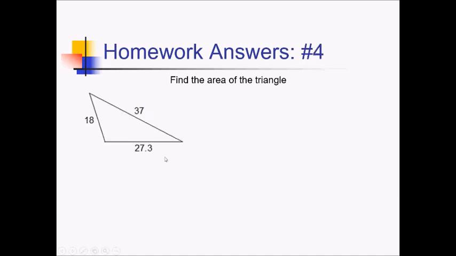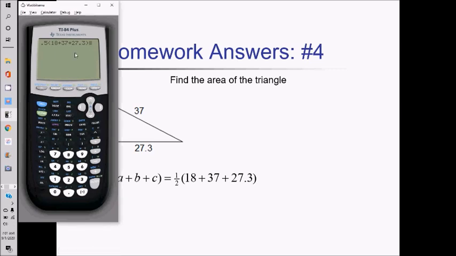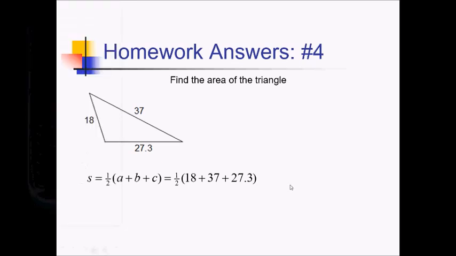For this one, I've got all three sides of the triangle, so to get the area, I'm going to use Heron's formula. Let's start by finding S, which is half of the perimeter, half of A plus B plus C. So that's half of 37 plus 27.3 plus 18 in whatever order you want. Looks like I had 18 first. Doesn't really matter as long as you add all three of them together. So let's do that on the calculator. And if I crunch those numbers on there, that gives me an S value of about, let's see, 41.15.